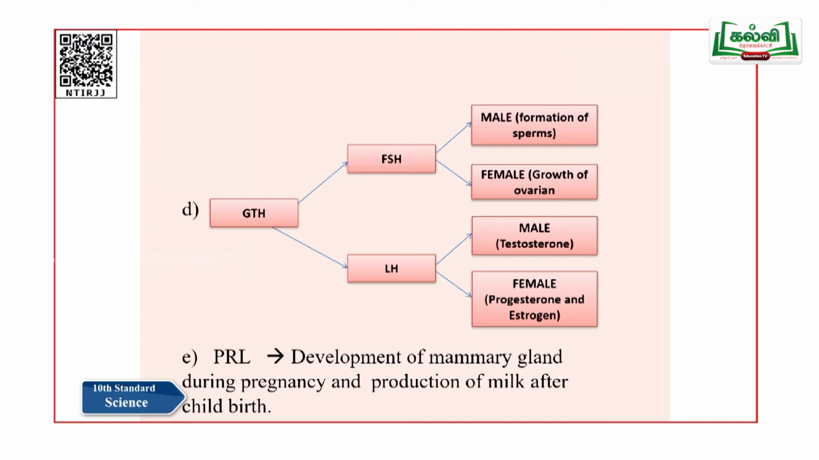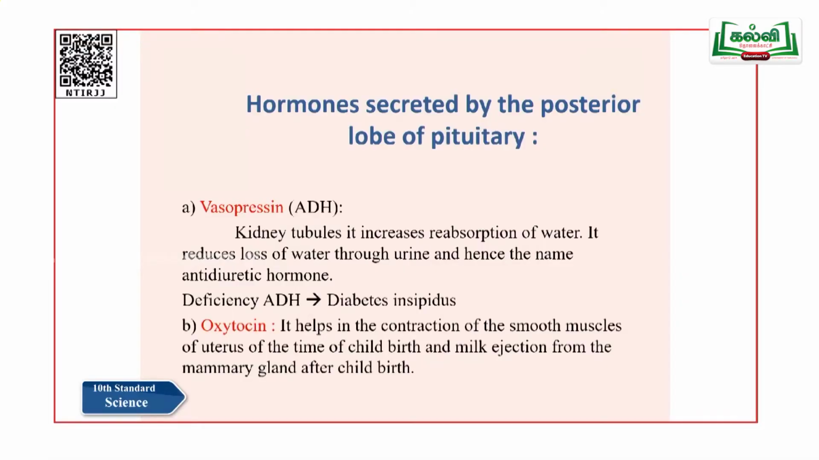The last hormone is PRL, called prolactin. Prolactin in females is responsible for the development of the mammary gland during pregnancy and the production of milk after childbirth. It is most important for the formation of the next generation. So, these are all the 5 hormones secreted by the anterior lobe of the pituitary gland. Next is the hormones secreted by the posterior lobe of the pituitary.